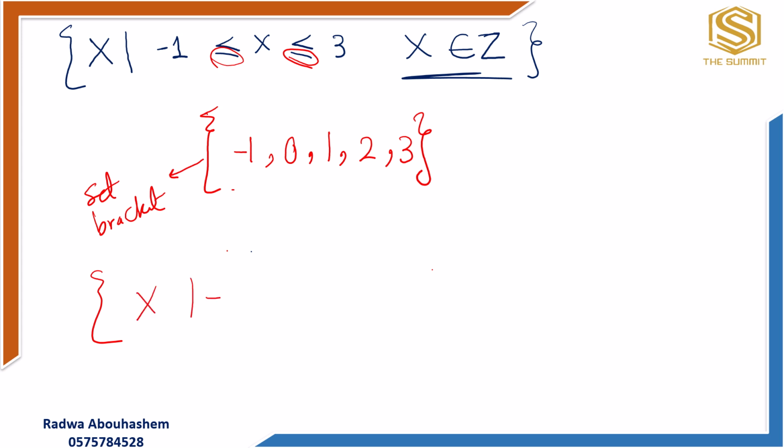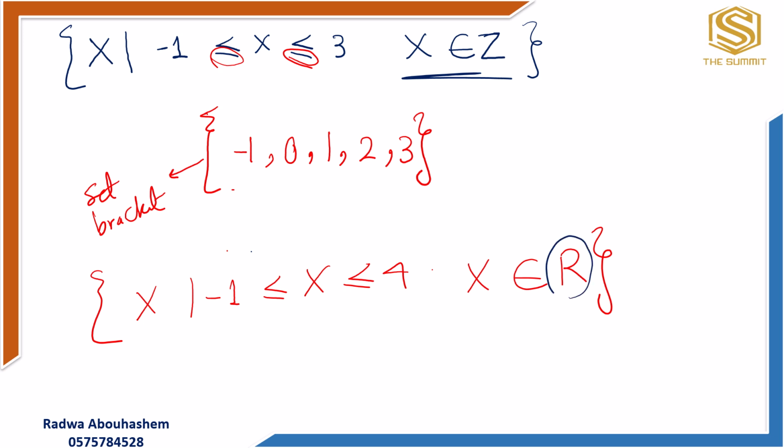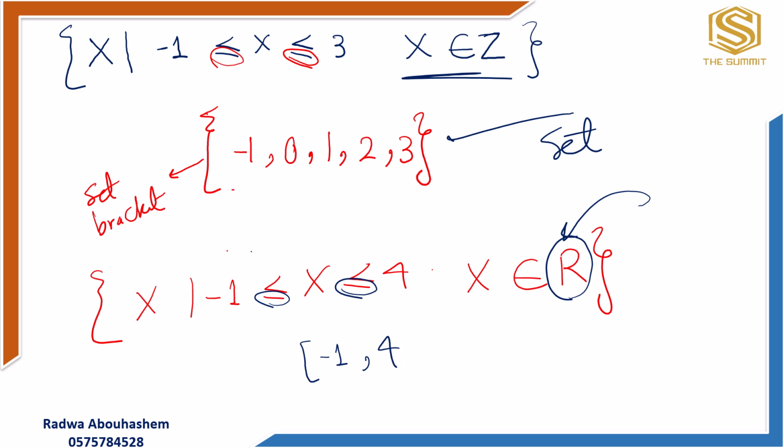X, where it's between -1 and 4, and X belongs to R. What should I do? Now, it belongs to R, so I have to express it like an interval. This is a set. We have an equal sign here, so there is a closed bracket. We start with the smallest number, and we have 4. We also have an equal sign here, so I have to put a closed bracket.